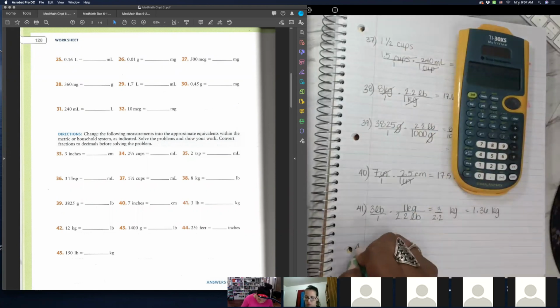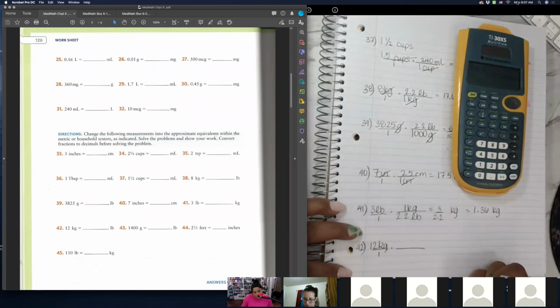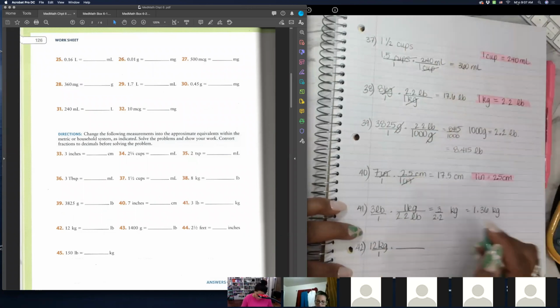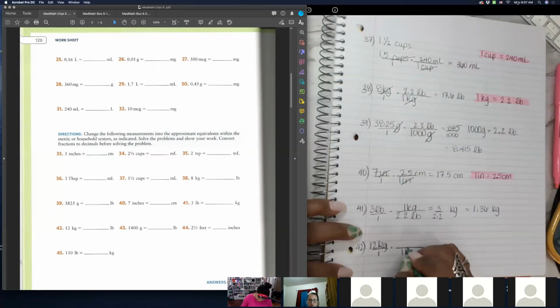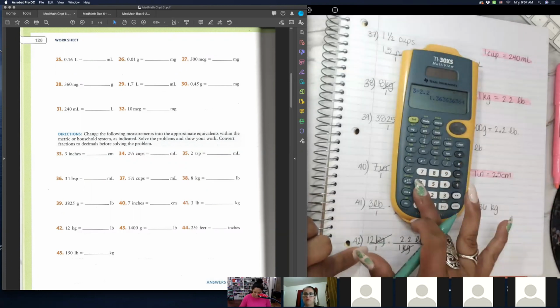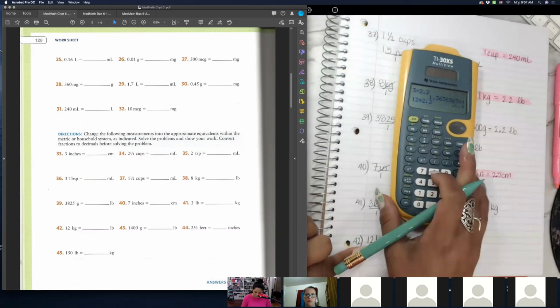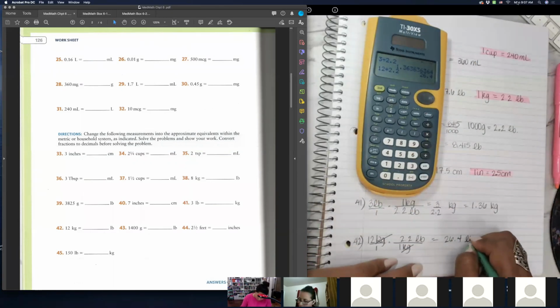Okay, 42 is 12 kilograms. Again, 12 kilograms to pounds. That's going to be 1 kilogram equals 2.2 pounds. Our unit of kilograms is going to cancel. So all you're going to do is take 12 times 2.2. And that's going to give us 26.4 pounds.